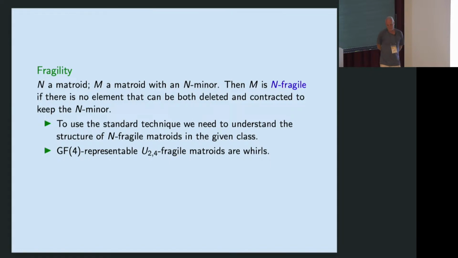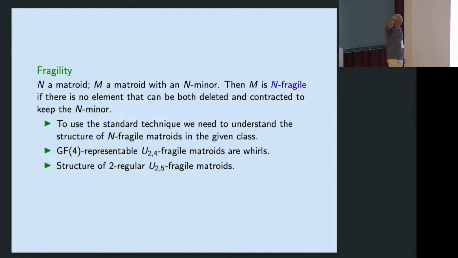And if we go back to GF4 representability, then it turns out that the GF4-representable U24-fragile matroids are a class of matroids called whirls. Now, sometimes the universe is kind, I have to say. This was one of those times when Jim, Bert, and AJ were working on this problem many years ago, because whirls are a very easily understood class of matroids. You can have very large whirls that are fragile, but if you put them in the matrix in the right way, you can do a couple of pivots and get yourself away. Unfortunately, the universe is not always nice.